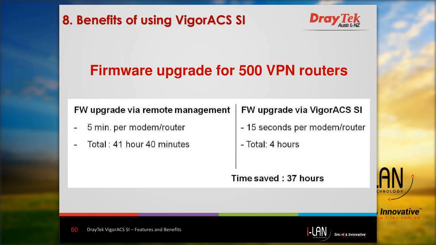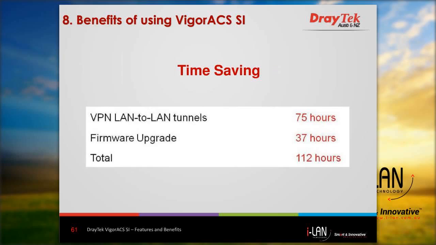It's also worth mentioning that the firmware upgrades can be scheduled to run automatically without user intervention. In this case, you just create the schedule with the required devices selected, and the correct firmware selected as well, and then let it run overnight. So you'll be able to save even more time. As you can see, if you had to create 500 VPN tunnels and carry out 500 firmware upgrades, we will save around about 112 hours compared to doing it manually.